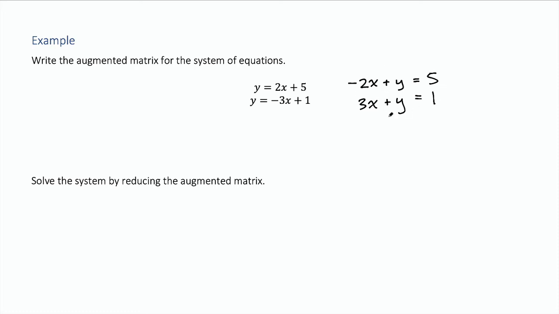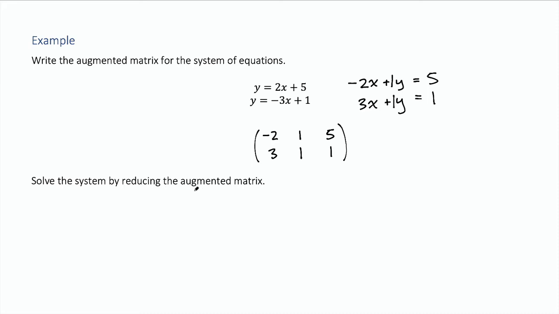So now that it's in our standard form for systems of equations, we can write the augmented matrix. We list the coefficients of our variables, negative 2 and 1, and then what it's equal to, which is 5. And then our second equation is our second row, so 3, 1, and 1. Notice that the 1 in the second column comes because y is the same thing as 1y. So there's our augmented matrix.